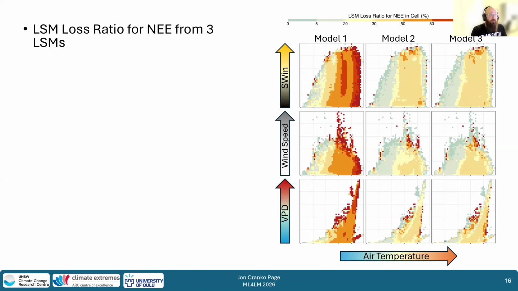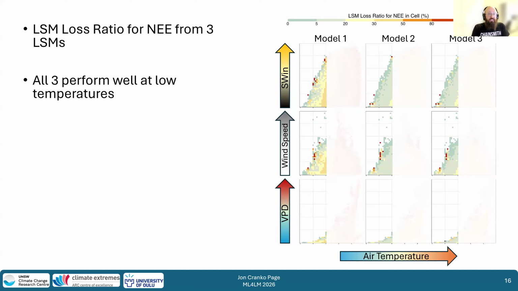And here we have some fingerprints of the loss ratio. So this is from one of the key results in the paper. I've taken off the model names just to try and simplify things while I explain this. But on the x-axis, we have air temperature again, going from low to increasing. And then we've got 3 variables. So we've got VPD increasing, wind speed increasing, and shortwave increasing. And we have 3 different models. Again, greeny blue means the model is adding value, and darker reds and oranges mean the model isn't performing as well as we would like to see.